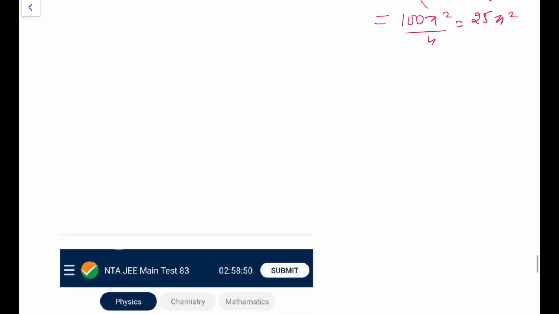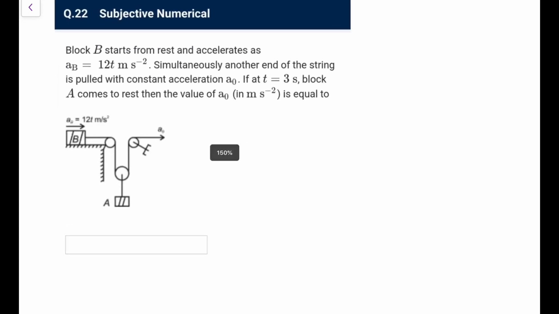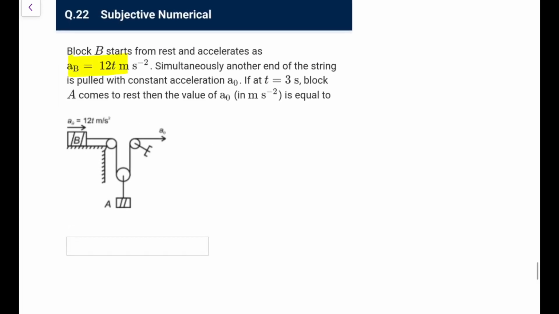Next. A block starts from rest and accelerates as a_B is 12t. Simultaneously another end of the string is pulled with constant acceleration a0. If at t equal to 3 seconds, the block A comes to rest, then the value of a0 is equal to?